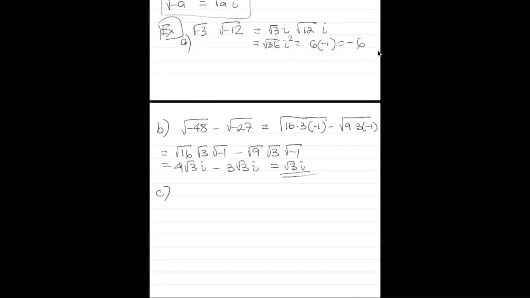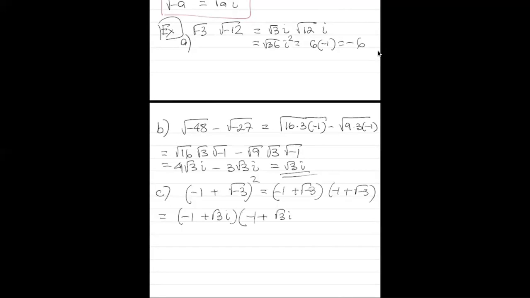Part C, (negative 1 plus the square root of negative 3) squared. So that is the same as multiplying negative 1 plus root negative 3 times negative 1 plus root negative 3. I guess the first thing I should have done is write the square root of negative 3 as root 3 i. I can do it now.